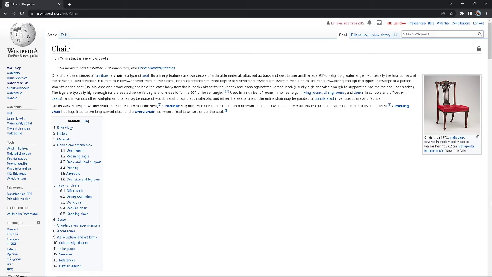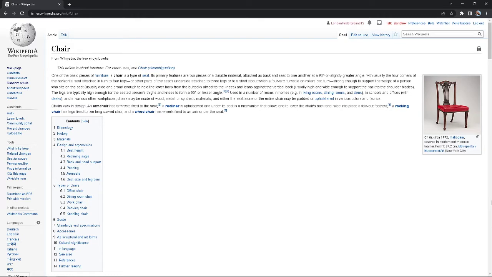It's usually the four corners of the horizontal seat attached in turn to four legs, or other parts of the seat, its underside attached to three legs or a shaft about which a fore arm turnstile on rollers can turn, strong enough to support the weight of a person who sits on the seat, usually wide and broad enough to hold the lower body from the buttocks almost to the knees, and leans against the vertical back, usually high and wide enough to support the back to the shoulder blades.